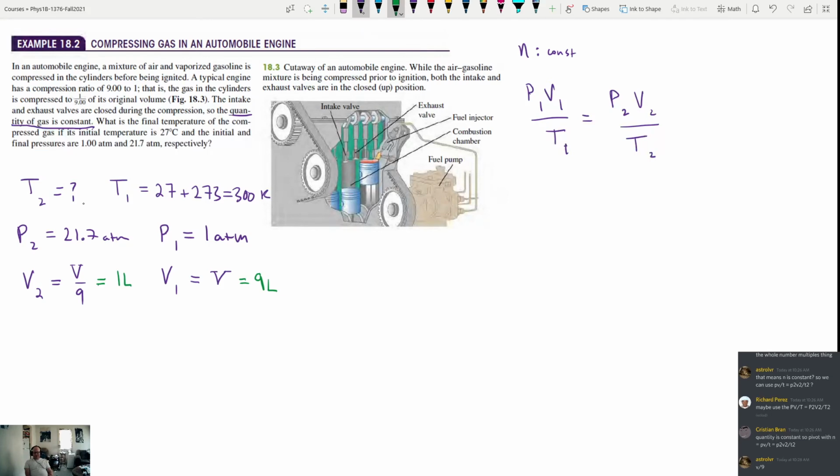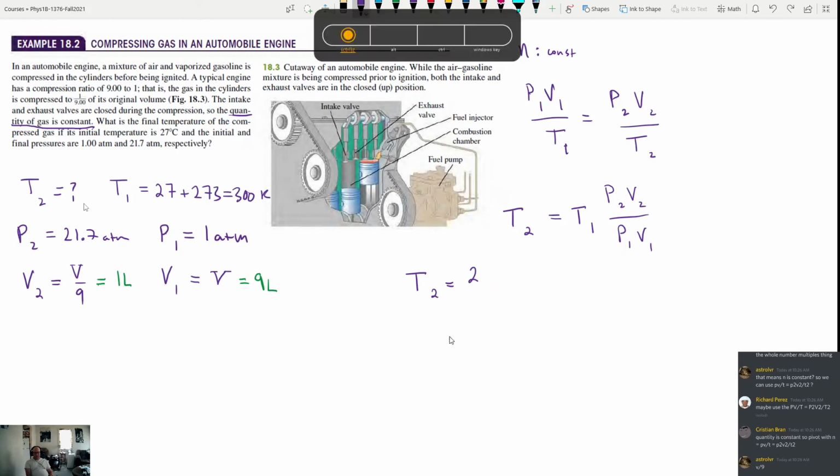So what I would do, just like we always do with these problems, is solve for T2 out of this equation. So T2 is going to be equal to T1 times pressure times volume 2 divided by pressure times volume 1. Yep, because these two change places, and then we multiply this one right here. And then if we plug all those things in together, P2 was 21.7. Wait, let's start with this one. T1 was 300.